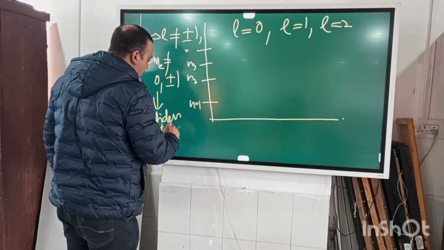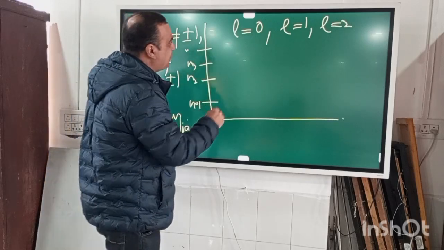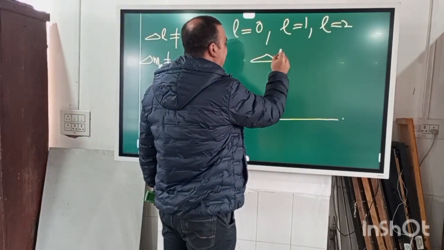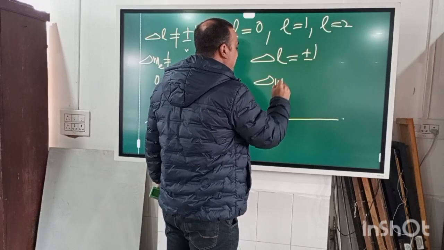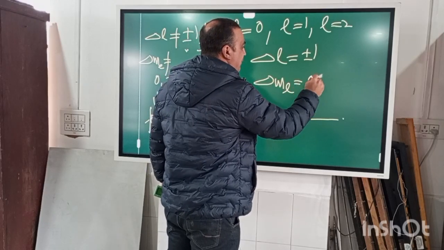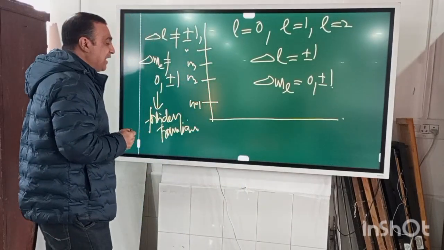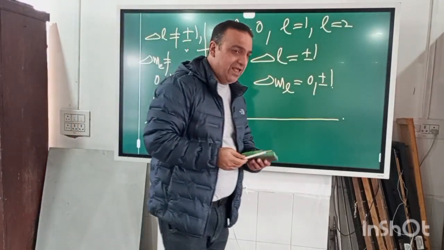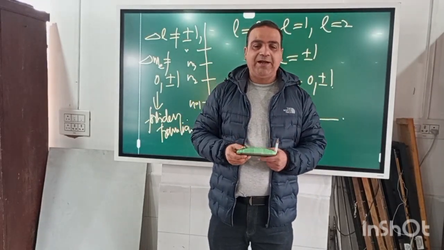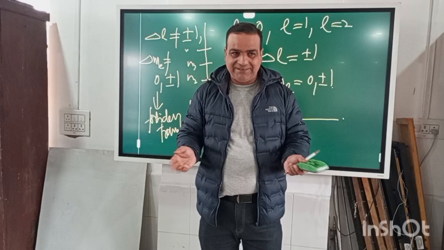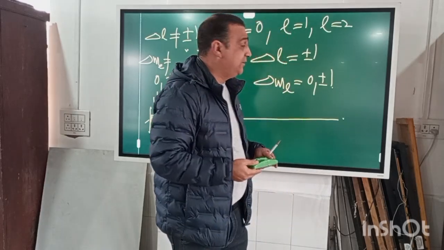So we can treat them all as forbidden transitions, and all those transitions in which delta L is ±1 and delta ML is 0 or ±1 lead to what's called allowed transitions in hydrogen atoms. So with this, I would like to end this talk, and I hope you will at least get some basic idea about what we have demonstrated here.